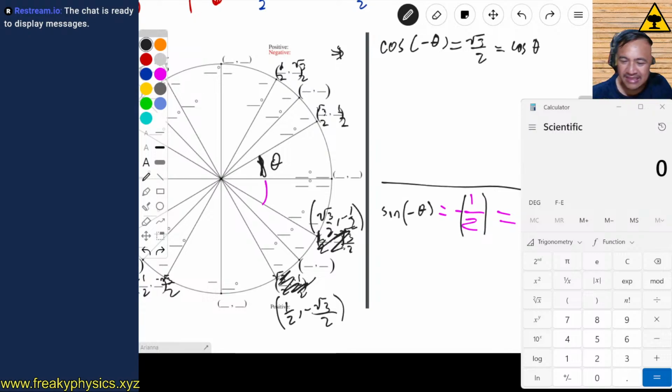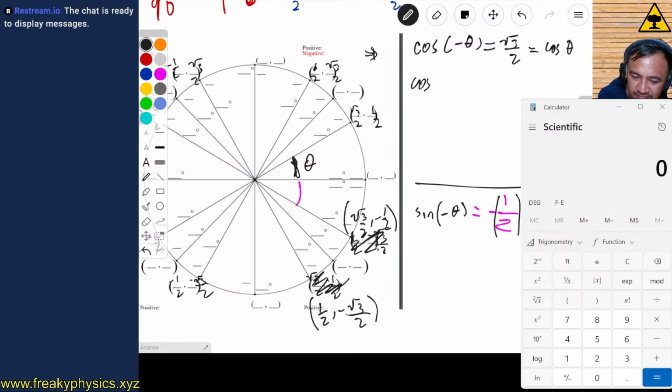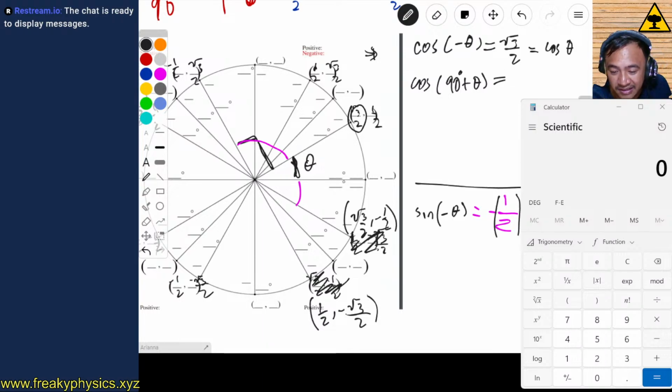Now let's take a look at this. What is the cosine of 90 plus theta? 90 degrees plus theta. So let's take a look here. This is 90, and then you add theta, you add 90 degrees to it, so it's this angle. All right, so what is that? Again, we get the value, and we compare that to cosine theta itself, or sine theta.